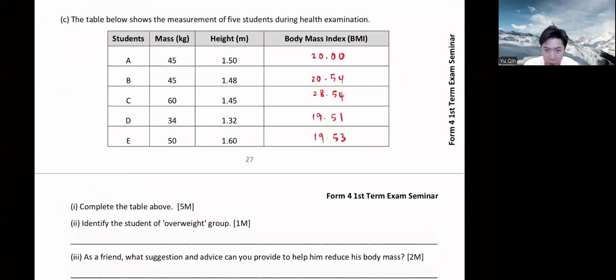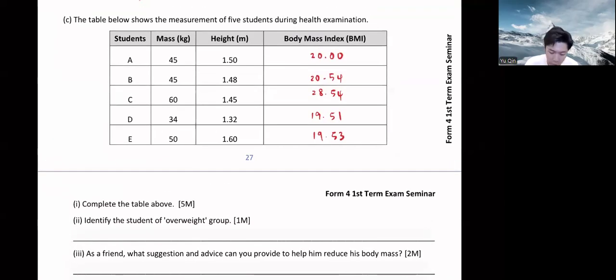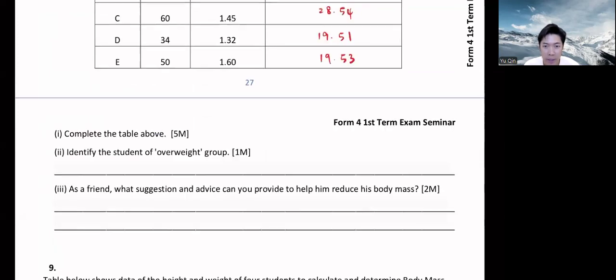So actually the question is on the next page. So identify the student who is overweight. Overweight is more than 25 up to 30, 25 to 30. So obviously C. So student C. Very simple. Just write student C.